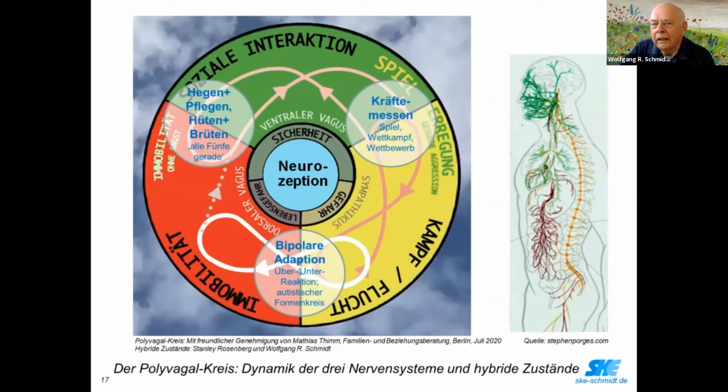When you see the border zone of immobilization and social interaction, this is tending and caring. This is herding and brooding. This is where you're completely at peace with yourself. And the most lovely metaphor is the mother nursing her baby at her breast. It's immobilization, it's safety, free from any threat, and it's social connection in its deepest and cleanest form.